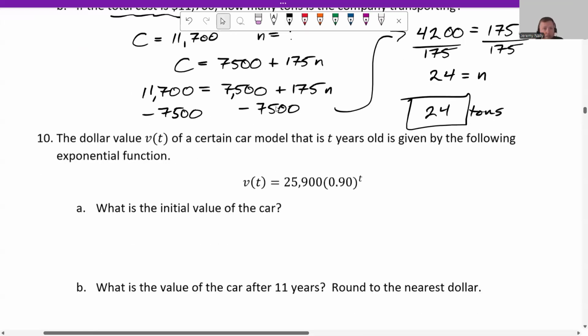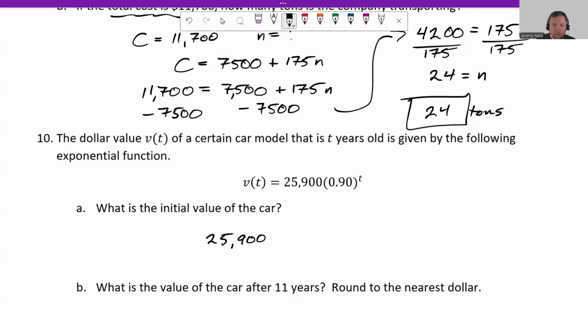Okay, number 10, the dollar value V of t for a certain car model that is t years old is given by the following exponential function. V of t equals 25,900 times 0.90 raised to the t. What is the initial value of the car? You just read that straight off of the function. So we get this $25,900.